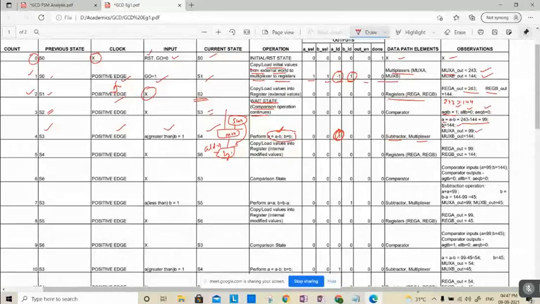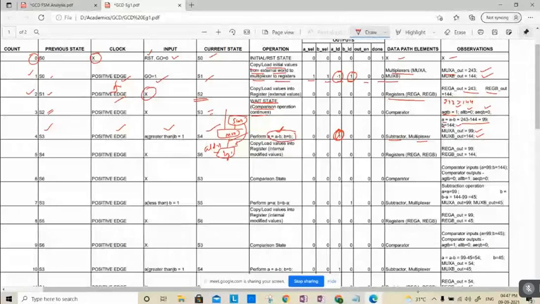Multiplexer A output will be 99. Multiplexer B output will be 144. And registers are not going to copy these values. Register A value output is 0. Register B output is also 0.